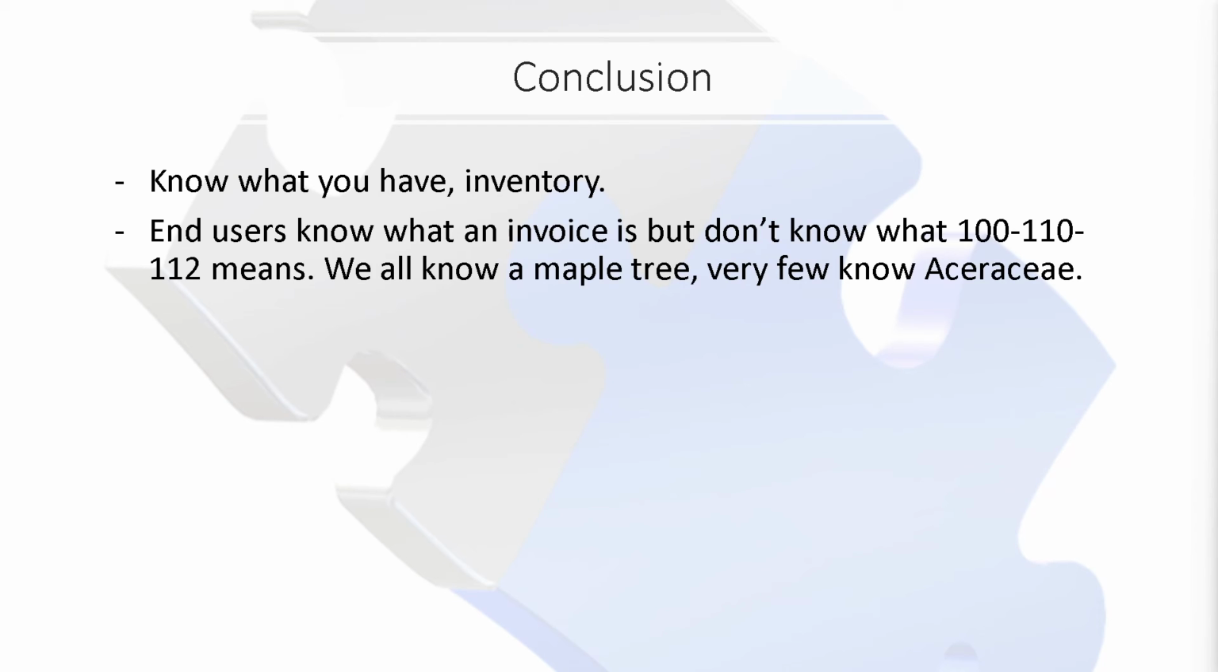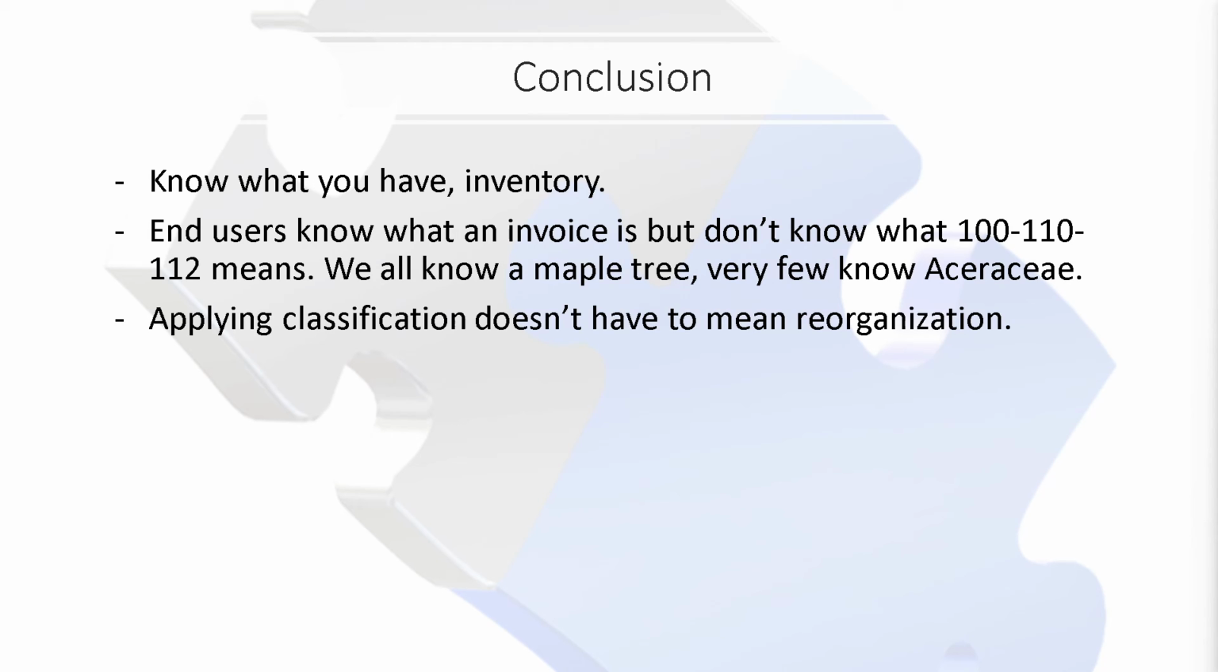In conclusion, let's take a look at a couple of quick points to take away from today's presentation that might help. First one here is you've got to know what you have. It wasn't really enforced here, but if we don't know what trees we have in our front yard, it's going to be hard to put in a classification system that's going to be useful. So inventories are always a good place to start. And users will know what an invoice is, but rarely are you going to have them knowing what 100-110-112 means. Just like everybody knows what a maple tree is, but very few people know what Acer or AC is.